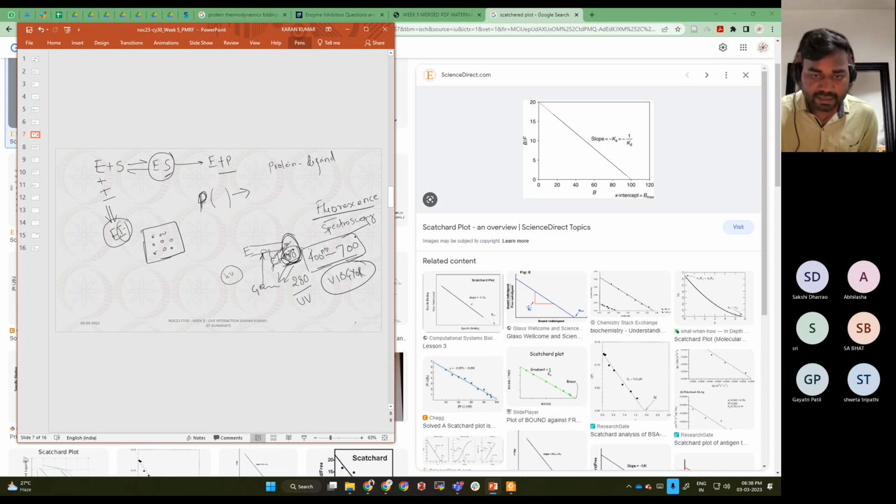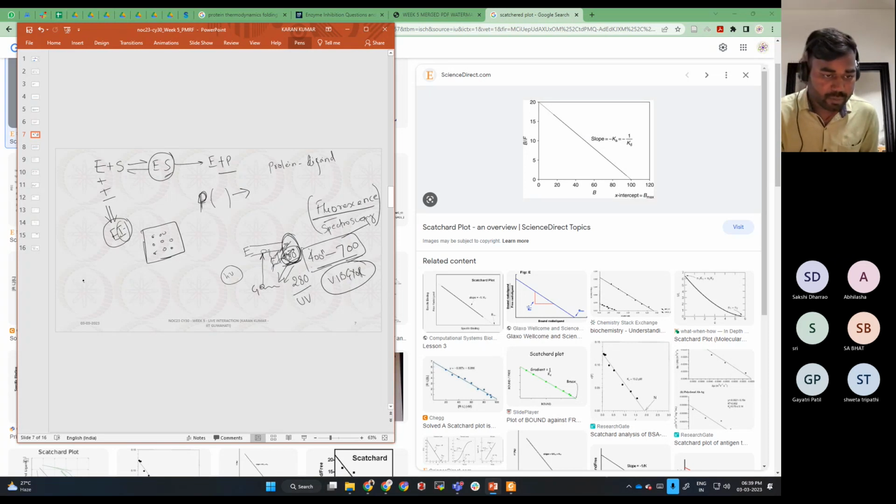Our eyes can see this light. So when a particular molecule is emitting light while going from the excited state to the ground state, you can see that light as fluorescence, which is observed in fluorescence spectroscopy. Okay, so this scatter plot principle is based on that.